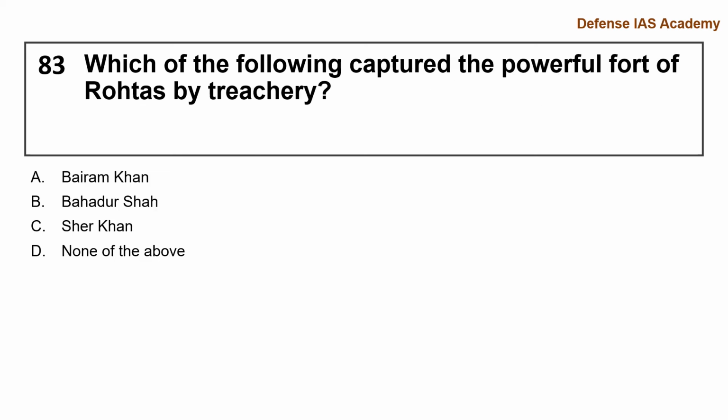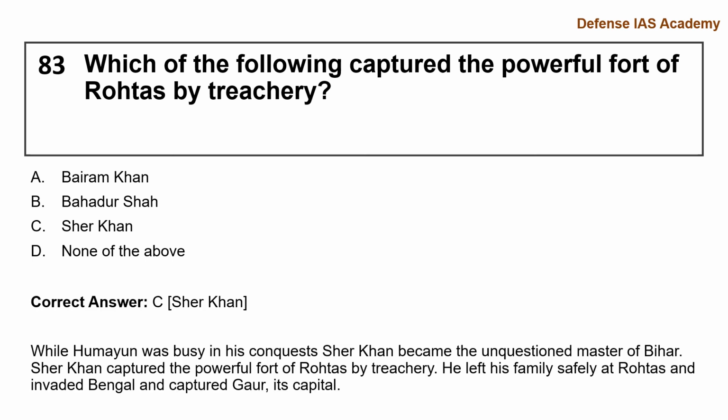Question 83. Which of the following captured the powerful fort of Rohtas by treachery? The correct answer is option C, Sher Khan. While Humayun was busy in his conquest, Sher Khan became the unquestioned master of Bihar. Sher Khan captured the powerful fort of Rohtas by treachery. He left his family safely at Rohtas and invaded Bengal and captured Gaur, its capital.